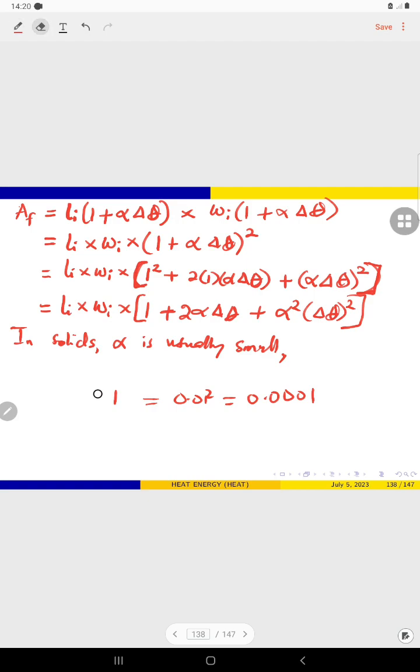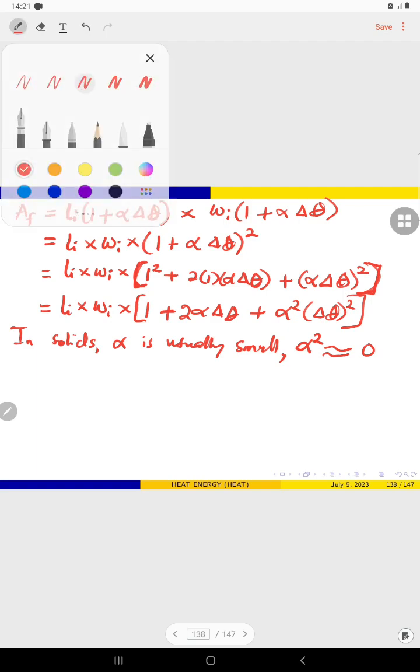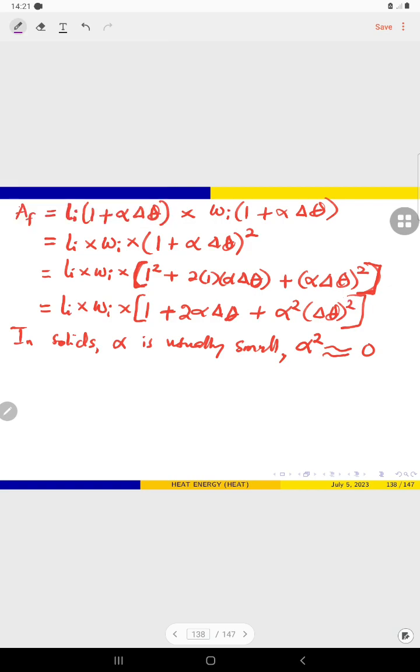So usually linear expansivity, here we are talking about solids, is very small. So if it is very small, then we can say that our alpha squared will also be small and it will be approaching 0. Right? So we are using the word approximately equal. Approximately, so it will be approximately 0. This is not an equal to sign, it's approximately. So it's approximately 0. And if it's approximately 0, then what it means is that this part goes to 0.